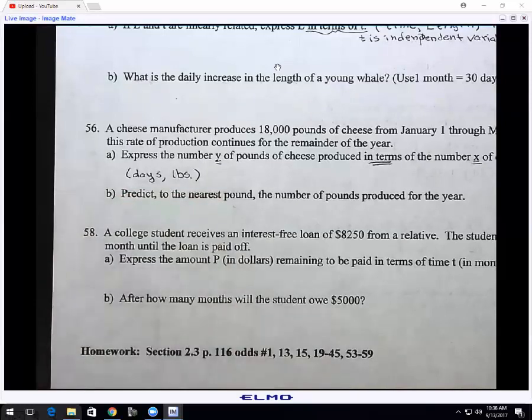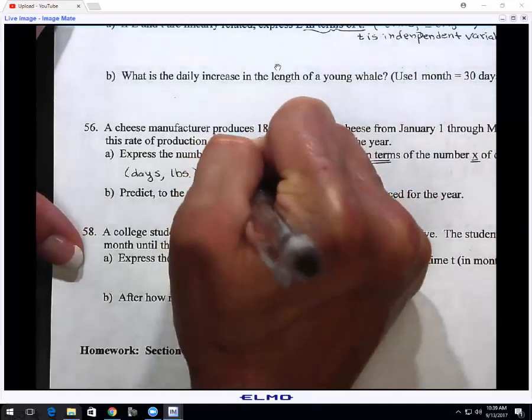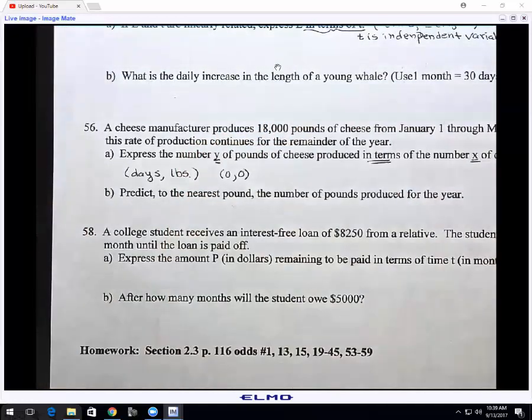Do you think I'm given 2 points, or do you see a point and a slope somehow? 0, 0, and then 18,000, whatever. Exactly. In the beginning, no cheese was made. So the first ordered pair is (0, 0), because when the year began, there was no cheese.